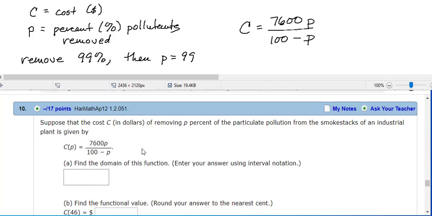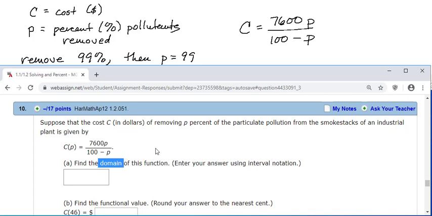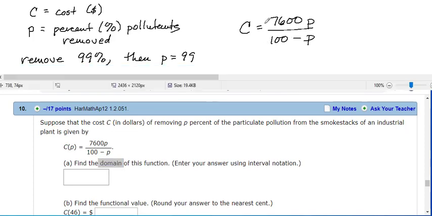You've probably heard the word domain before. You should have some emotional scars related to that word. But domain means all of the valid inputs. The input value for this equation is P. So cost is a function of P. Give me a percent and I can tell you the cost. And I want to know what values can P have, which ones make sense in this problem.